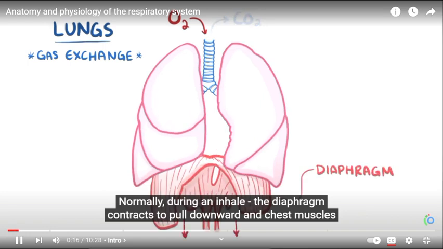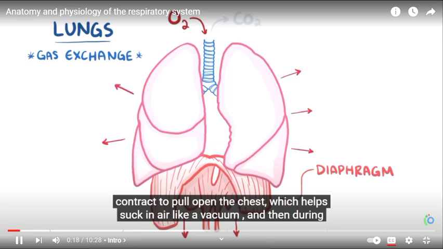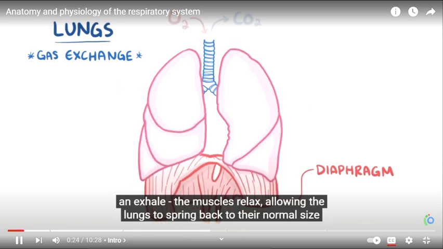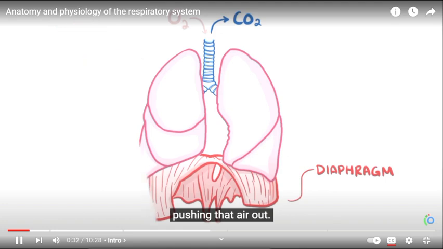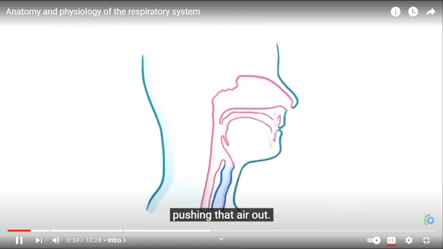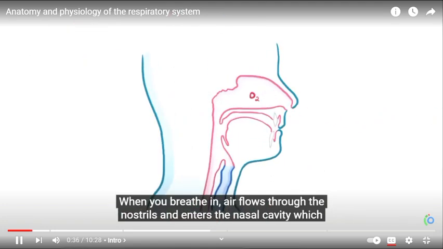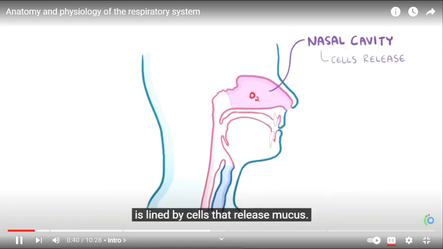Normally, during inhalation, the diaphragm contracts to pull downward and chest muscles contract to pull open the chest, which helps to suck in air just like a vacuum. And then during an exhalation, the muscles relax, allowing the lungs to spring back to their normal size, pushing that air out.